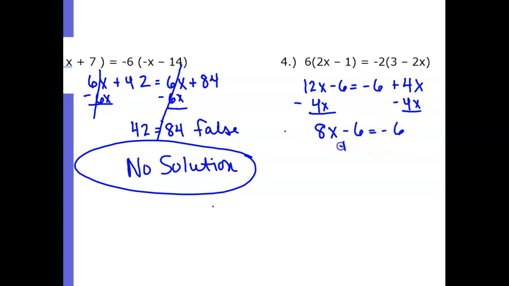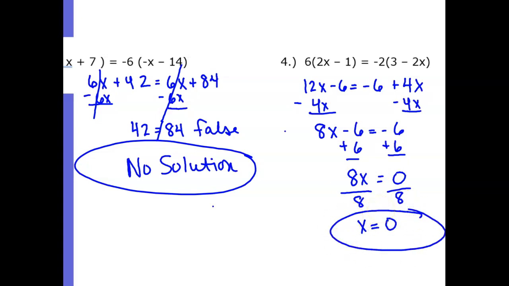All right, I'm going to add my constant to both sides. So in this case, we end up with 8x is equal to 0. Okay, we divide both sides by 8, and we end up with x is equal to 0. So this does have a solution. The solution is just one solution, and it's x is equal to 0.